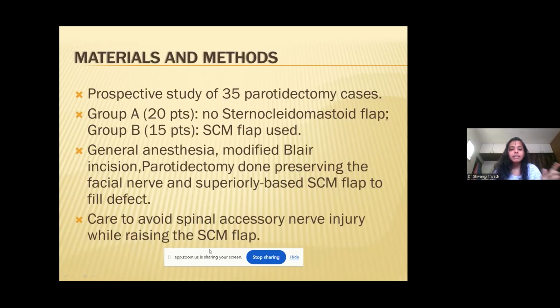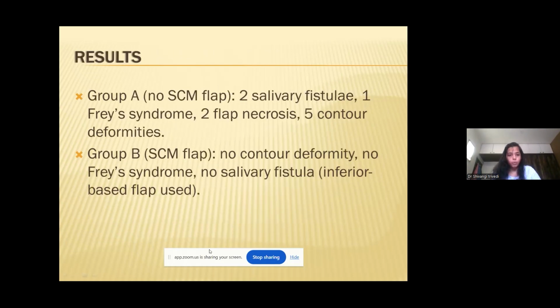After deciding how much length will be required for preserving the facial contour, we give an incision over the sternocleidomastoid flap, fix it to the surrounding soft tissue, and then put the flap and suture it with the drain.